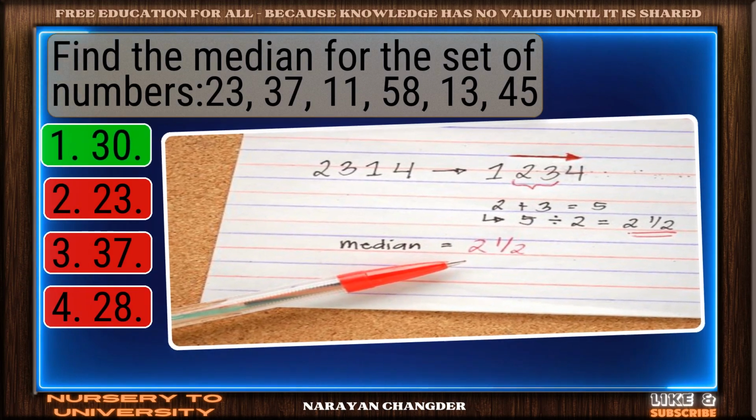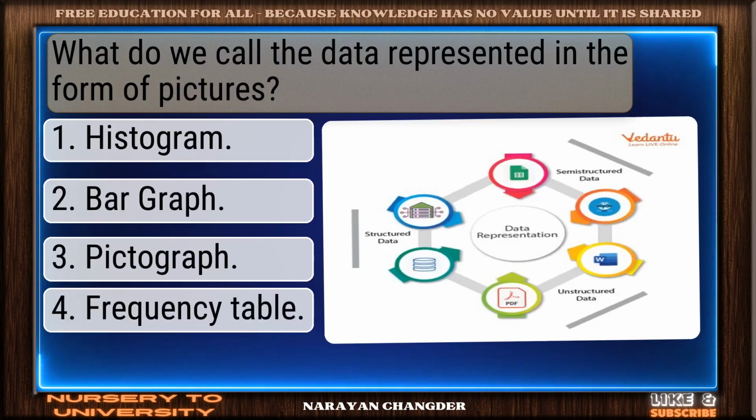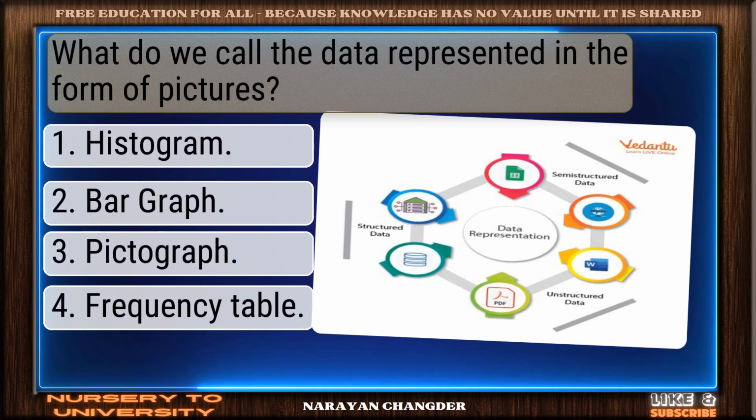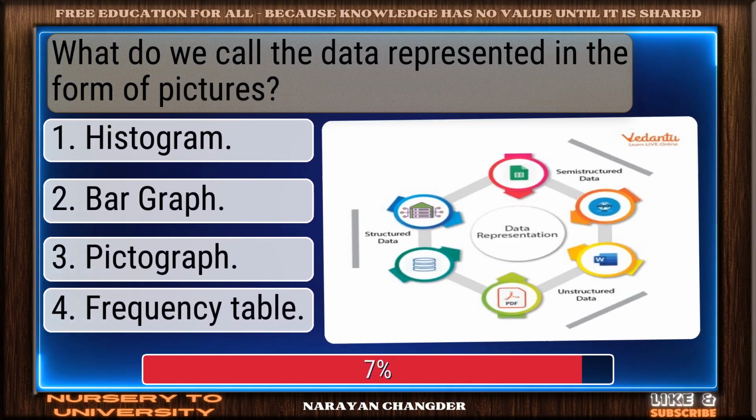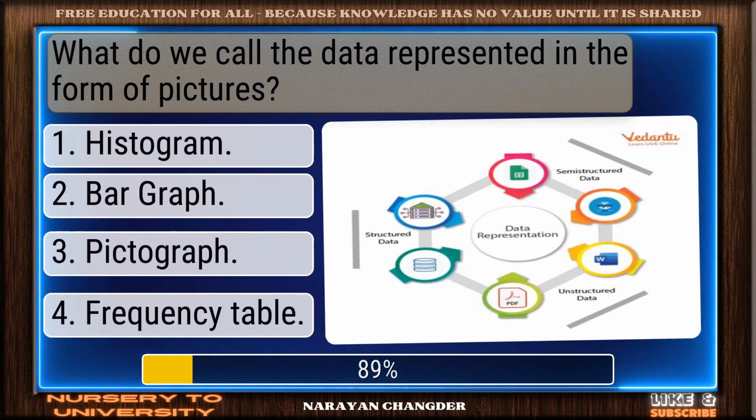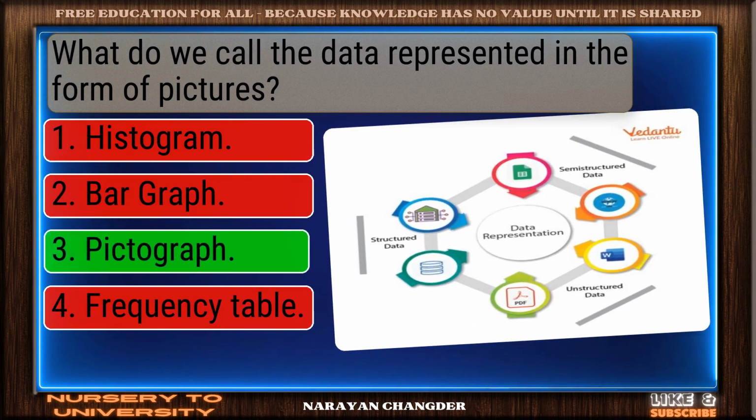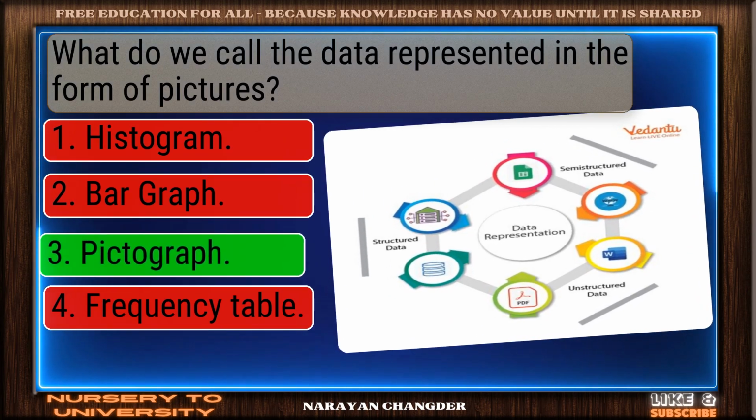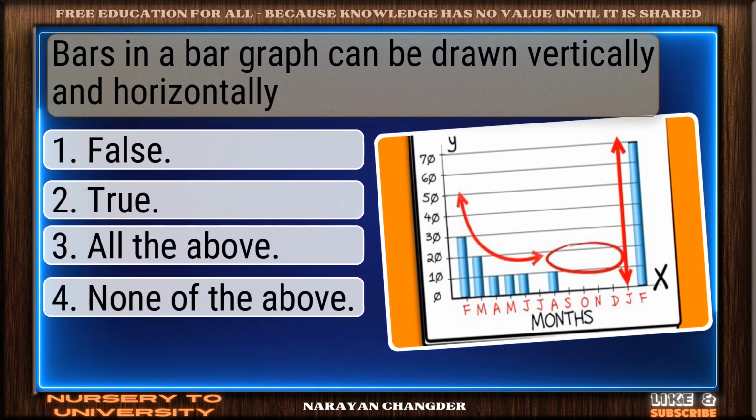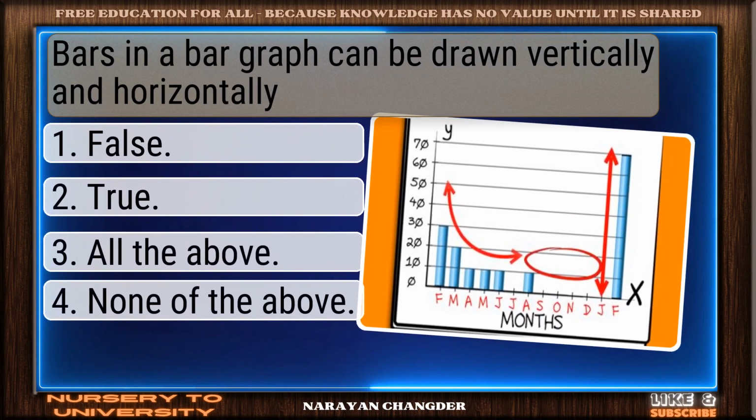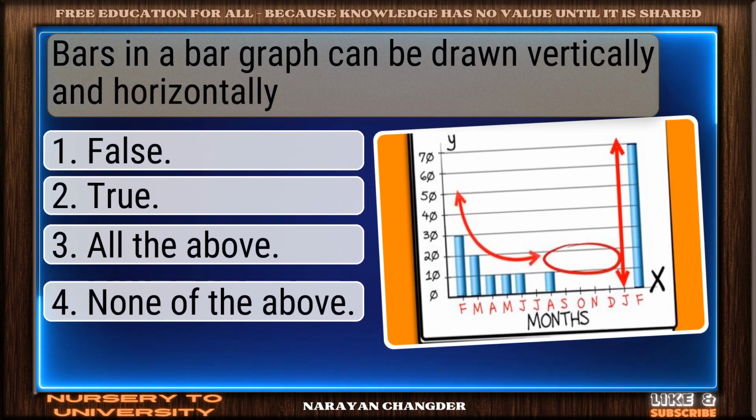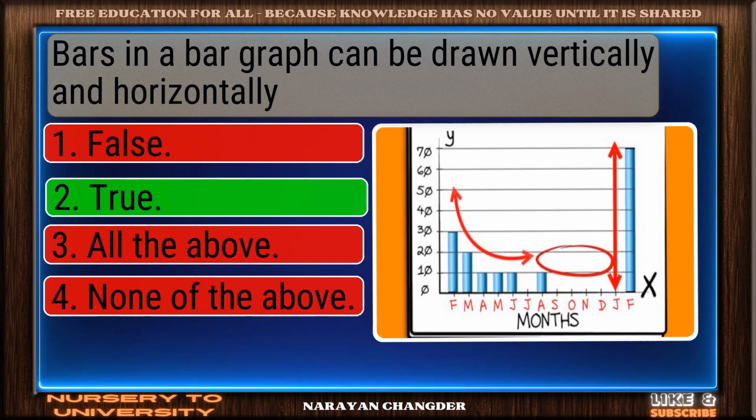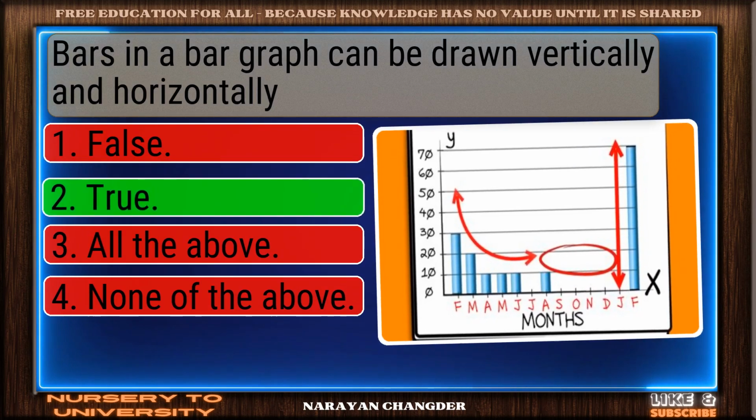Strong choice. 30 is the right answer. Question number 114. What do we call the data represented in the form of pictures? Correct response. Pictograph is the most accurate answer. Question number 115. Bars in a bar graph can be drawn vertically and horizontally. Bravo. True is the answer.